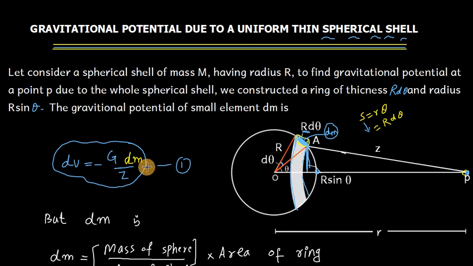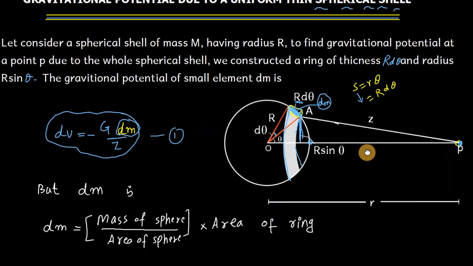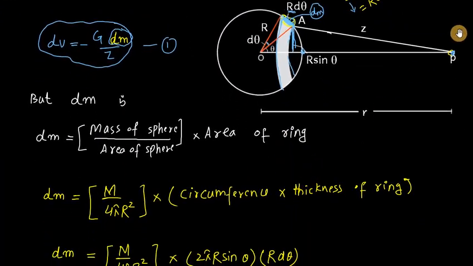Now agar hum is equation ko dekhen, to equation hume show karta hai gravitational potential at point P due to this small element dm. Now we are interested to find out gravitational potential at point P due to the spherical shell whose mass is capital M. So replace this dm by some other value. Means the dm, which is the mass of the ring, can simply be defined as mass of the sphere divided by area of the sphere multiplied by area of the ring. But mass of the sphere is capital M, area of the sphere is 4 pi R square, and area of the ring is circumference of the ring multiplied by thickness of the ring.